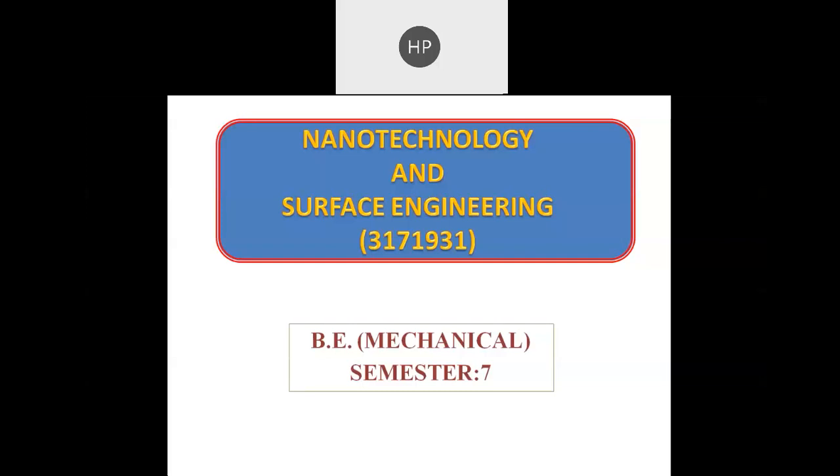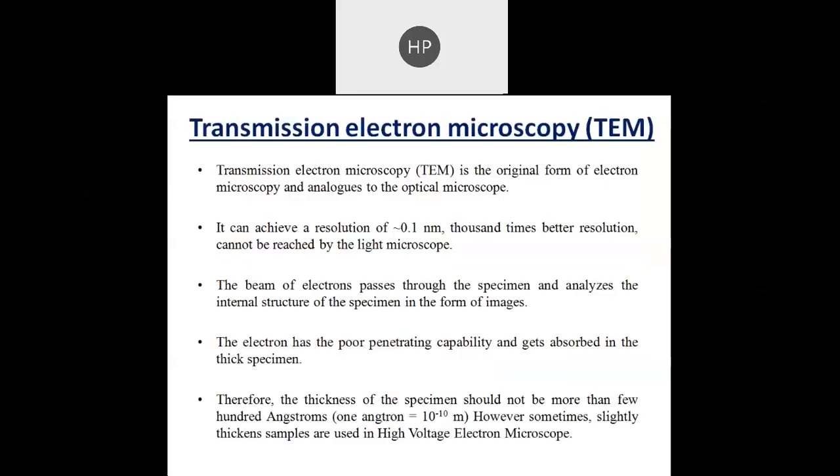Similarly, one other important tool for characterizing materials is known as the transmission electron microscope, TEM. Initially, what we discussed was the scanning electron microscope, and today what we are going to discuss is the transmission electron microscope, TEM. So transmission electron microscopy is the original form of electron microscopy. It is one kind of electron microscopy and is analogous to the optical microscope.